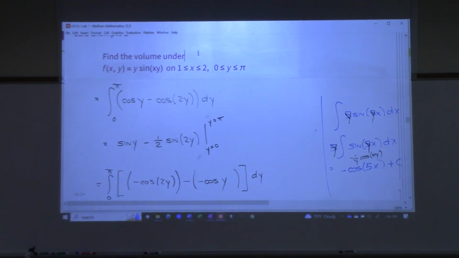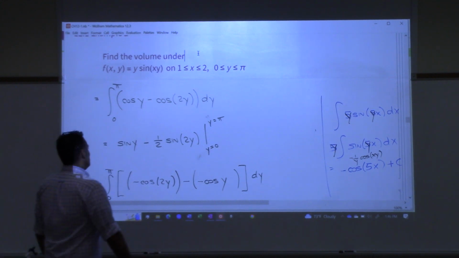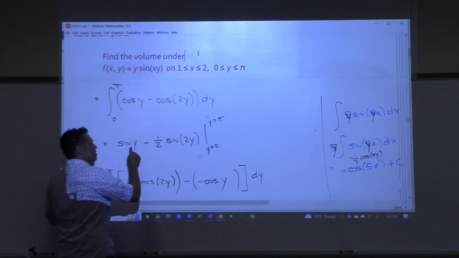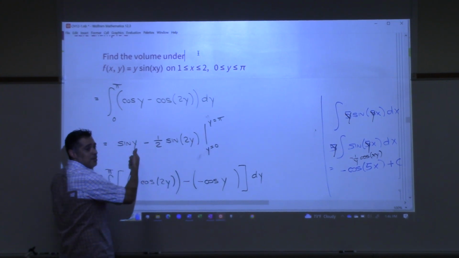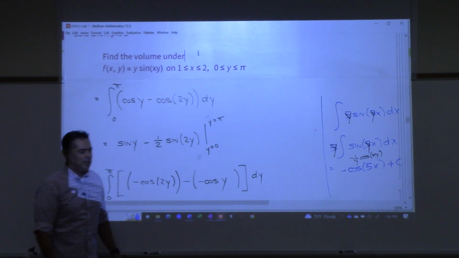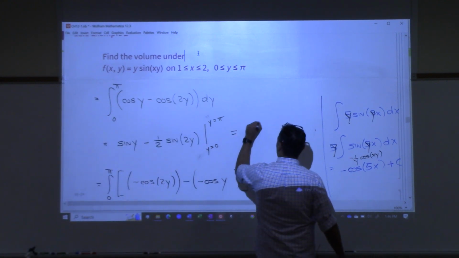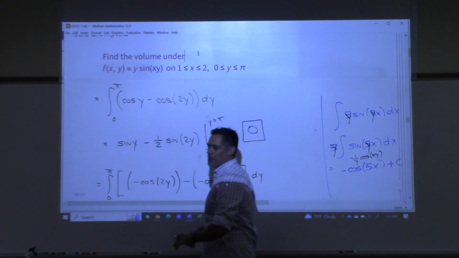Yeah? Are we going to get 0? We're going to get 0. Man. So pi goes in here, sine of pi is 0. Pi goes in here, sine of 2 pi is 0. 0 goes in here, sine of 0, 0. It's 0. All of that for literally nothing, right? All of that for literally nothing.